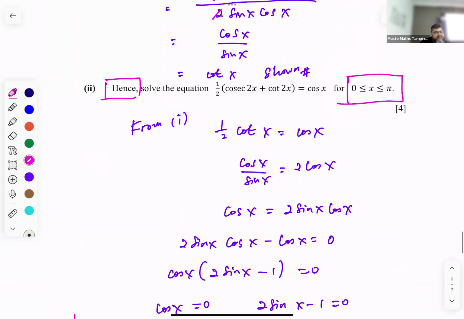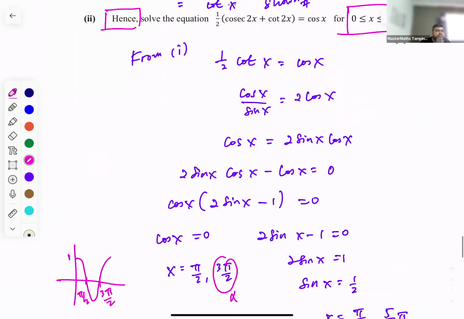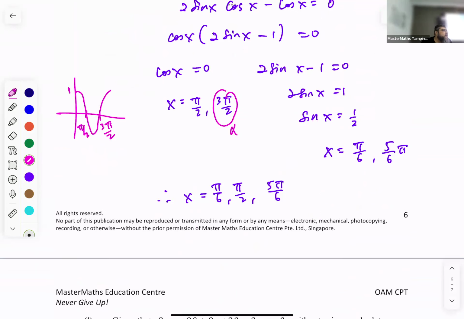I would advise you all to put it in terms of pi. If you put in decimals also, they are not going to penalize you. Some people will put pi over 6 and try to calculate it, but they're not going to penalize you. But I'll advise you all to just leave it in terms of pi.